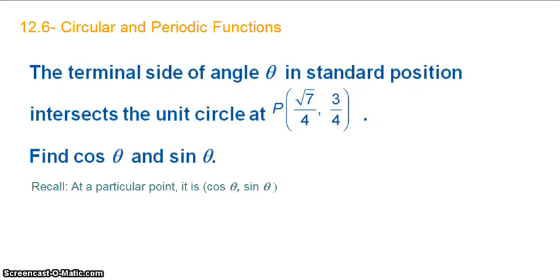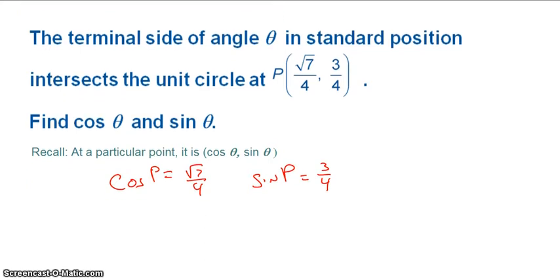They talk about how we can find the sine and cosine at particular points. So say I had the point P of root 7 over 4, and then 3/4, and they're asking us to find the sine and the cosine, or the x and the y value at those points. Well, remember that these are just the x and y values, so the cosine of P is square root of 7 over 4, and the sine of P is 3/4. X value, y value, cosine value, sine value. Just as we saw with our unit circle.